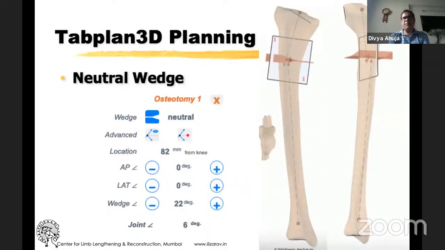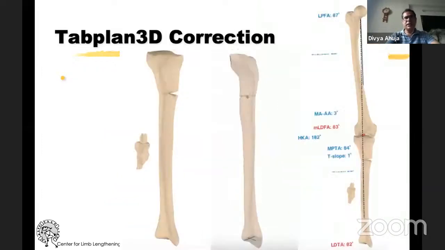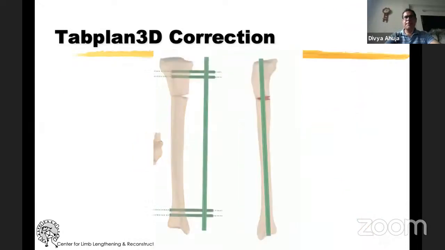We did the TAB plan 3D planning from those X-rays. This plan was made more for a neutral wedge, correcting both the deformities, getting into the oblique plane, found out what plane it is and how much wedge on the neutral wedge we would need to excise. This is showing the correction on the 3D, closing on the lateral cortex, small opening on the medial, and plan for the fixator. We could also plan for the nail here in the TAB plan 3D.